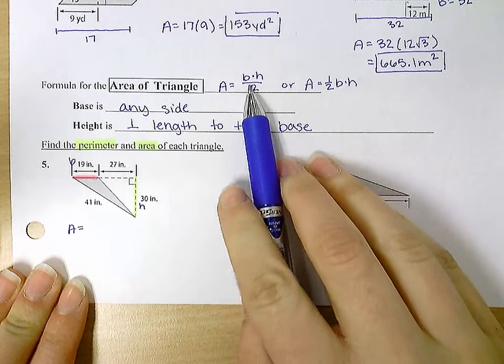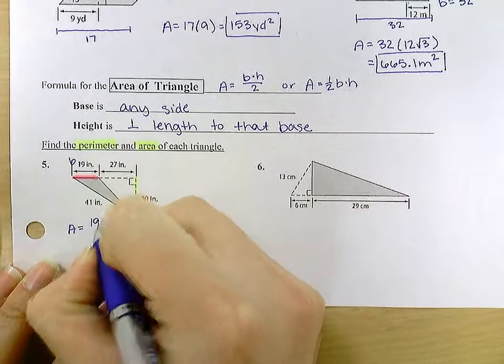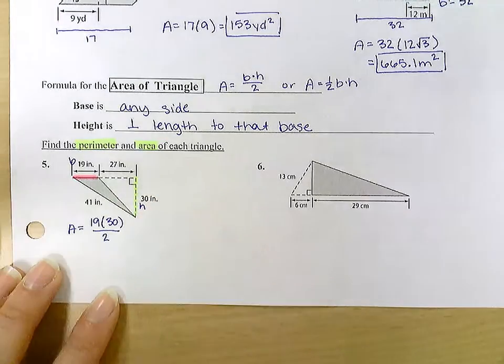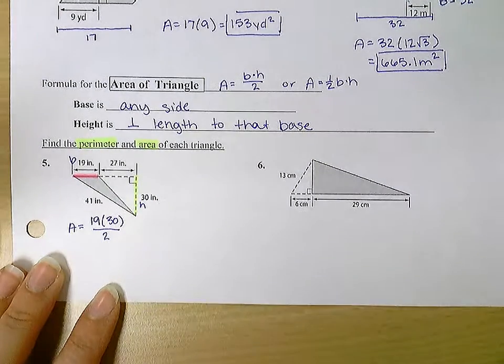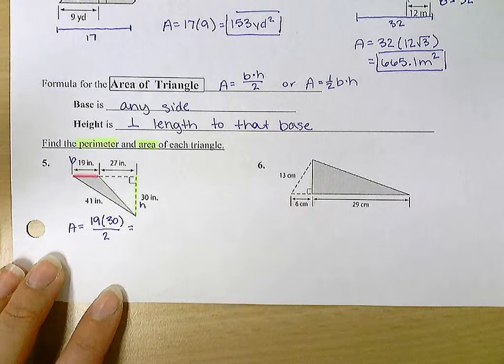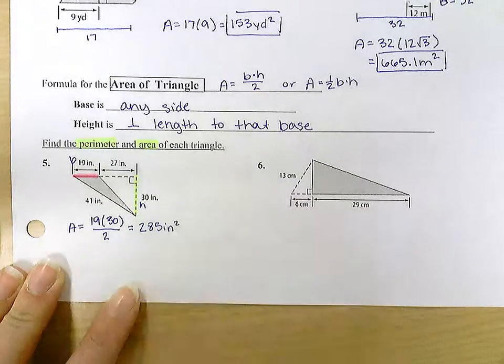So again, we take base times height and divide by 2. So our base is 19 times our height is 30, divided by 2. That's 285 inches squared.